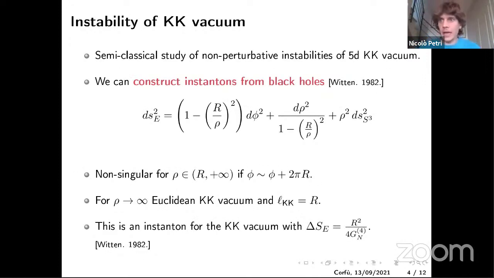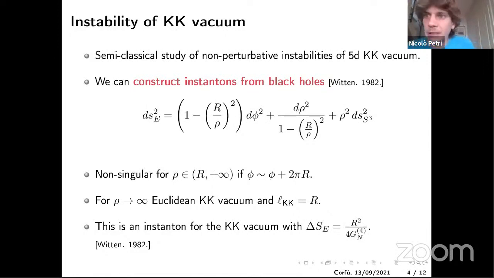So just for a quick reminder, we need to understand the non-perturbative, quantum instability of space-times, and usually the semi-classical approximation is the most doable, the easiest approach. And this is exactly what Witten did at the beginning of the 80s when he studied the stability of the KK vacuum in 5 dimensions.